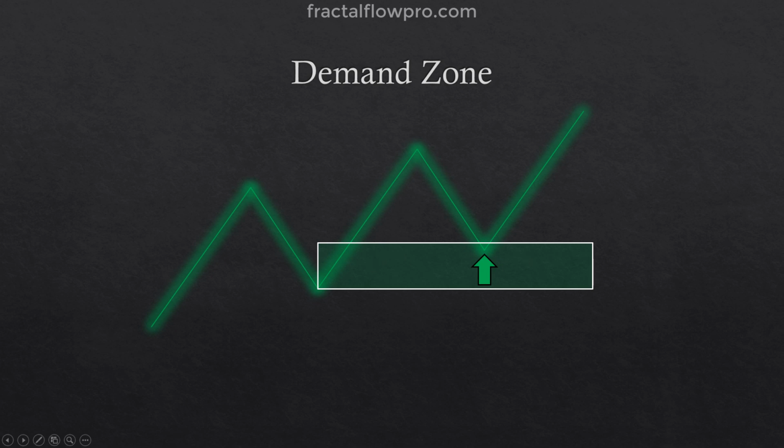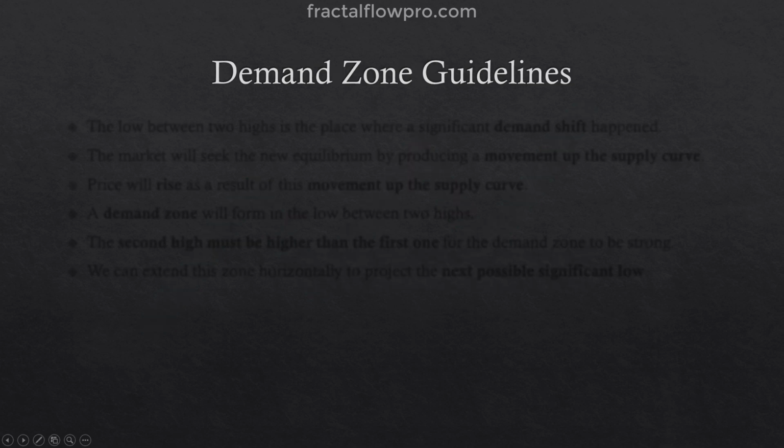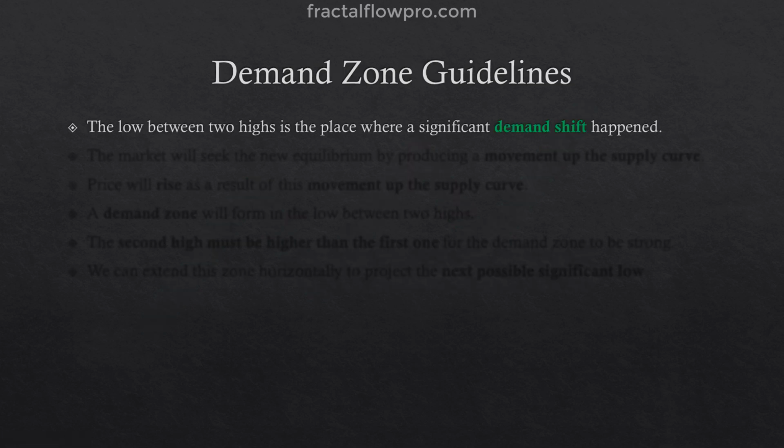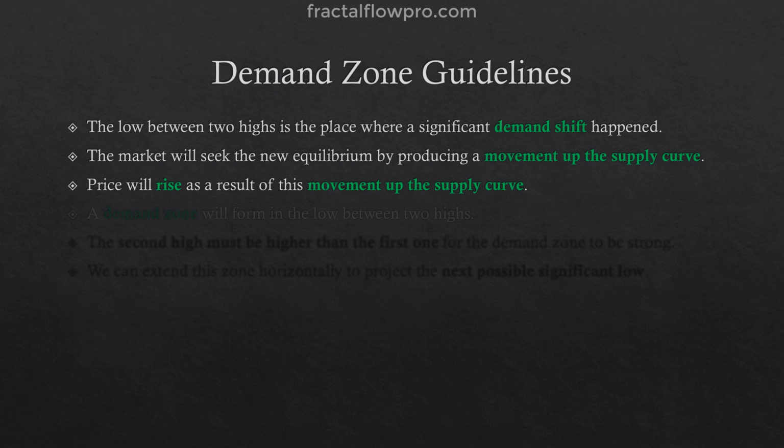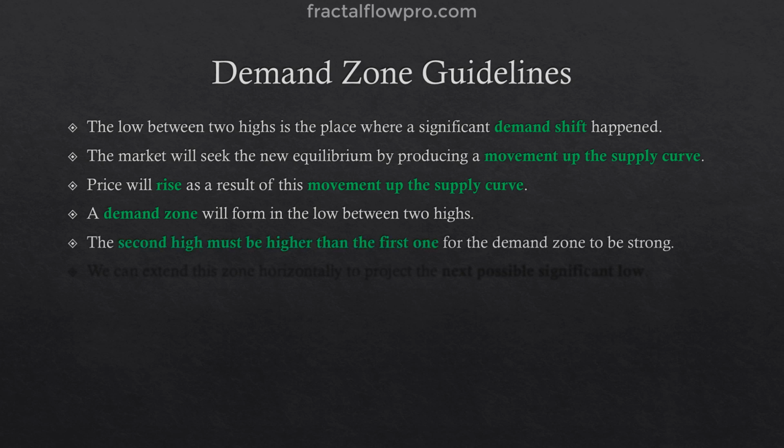Let's summarize a few guidelines about the demand zone. The low between two highs is where a significant demand shift happened. The market will seek a new equilibrium by producing a movement up the supply curve. Price will rise as a result of this movement up the supply curve. The demand zone will form in the low between two highs. The second high must be higher than the first one for the demand zone to be strong.